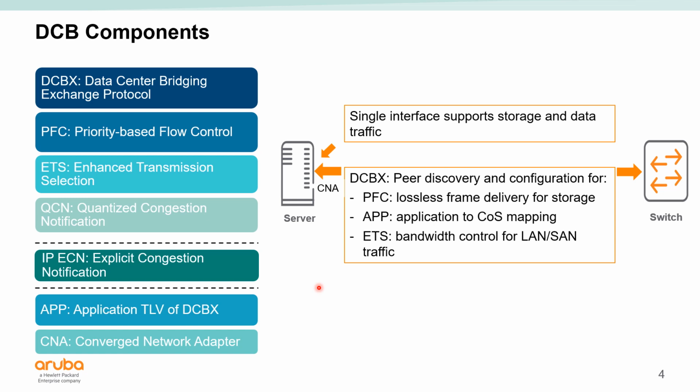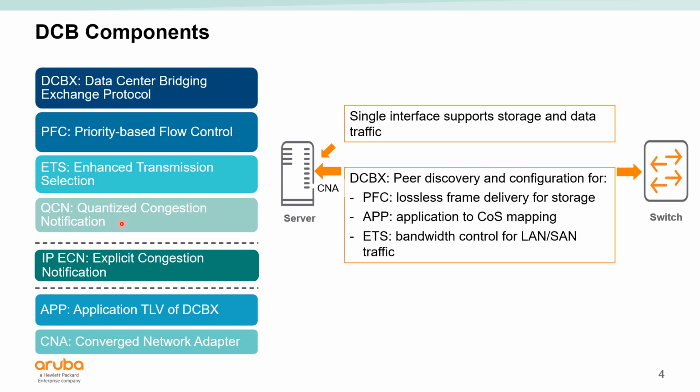When we're looking at the components of data center bridging, the top four on the left here are the protocols within the data center bridging protocol suite. DCBX is the Data Center Bridging Exchange protocol, which I'll discuss, and then priority flow control is PFC, so that's priority based flow control. And then we have enhanced transmission selection, which is ETS. And at the bottom we have quantized congestion notification.